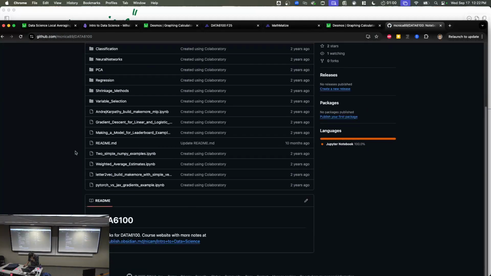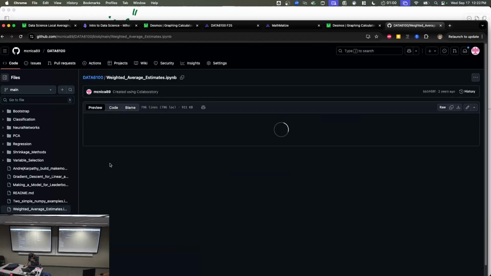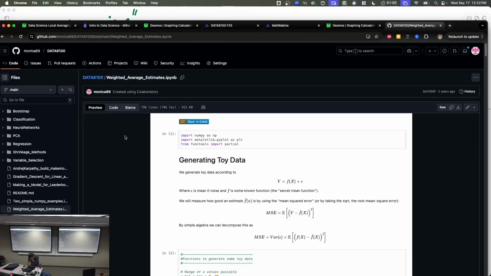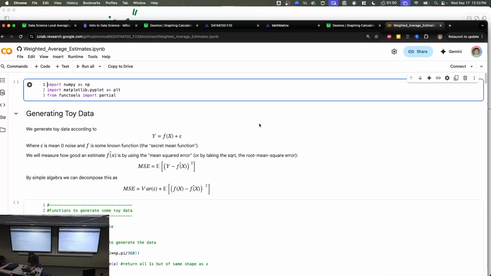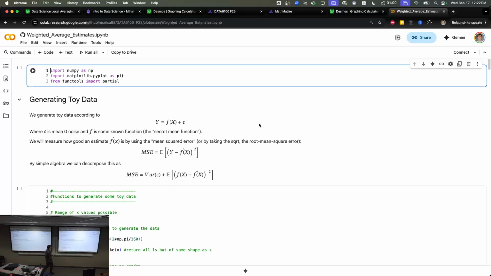And I want to go to weighted average estimates. And I'm going to open it in Colab. Let's see if this works. Okay, amazing. So this is the way we're going to do Python in this course. When we start programming things, it's all going to be in Python. And I'm going to use mostly this Google Colab, which lets you also write down math equations and lets you run everything in a nice, easy to run way. I'm going to run it anyway.